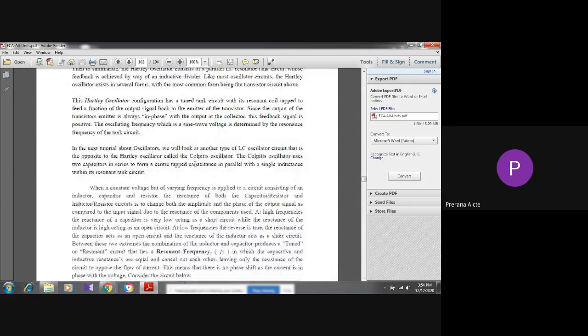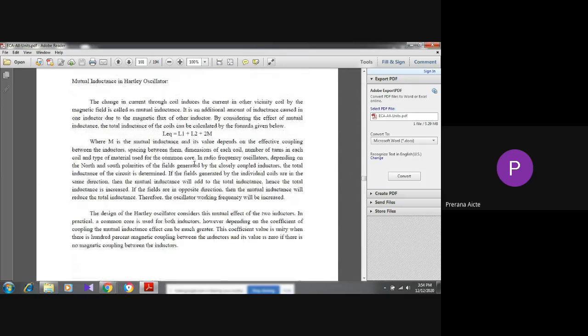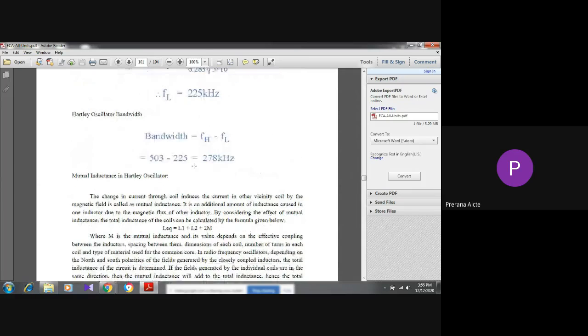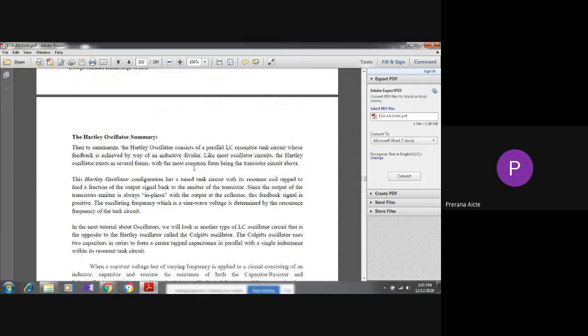So this is the second part in the third unit. As the first part we have seen feedback, and as the second part we have seen oscillators.